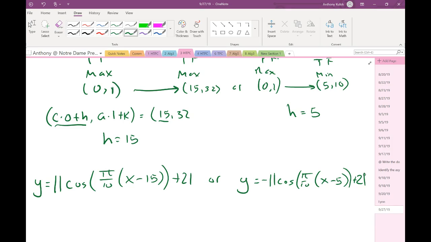Just, if you know about maxes and mins, use cosine. If you know about midline, or just nothing in general about the location of the point, use sine. In which case, it basically boils down to the x-coordinate is the h.